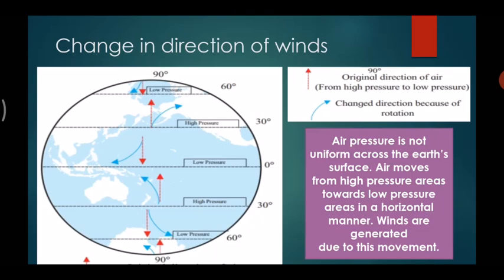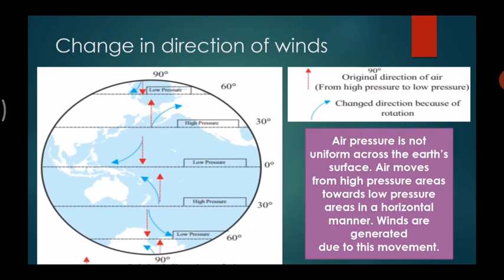And also, how is the movement of the air? The movement of the air will be horizontal. Okay, and because of this horizontal movement of air, what is created? Winds are created. Now see these red arrows. Can you see the red arrows? These red arrows are the original direction of the winds. You can see it's written also over there. That's the original direction of the winds.